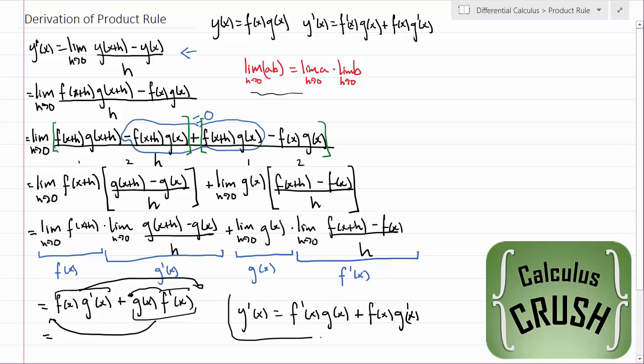And there you have it. This is the product rule. We have derived the product rule from the basic definition of the derivative.